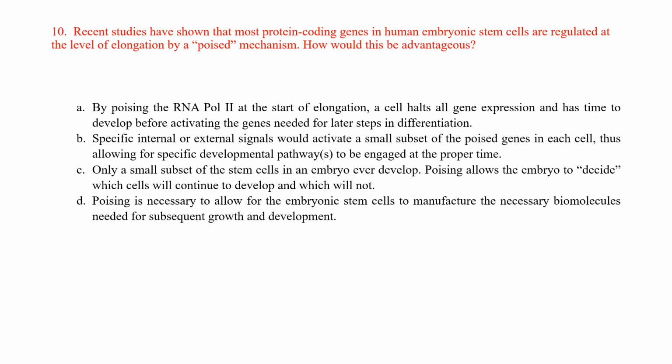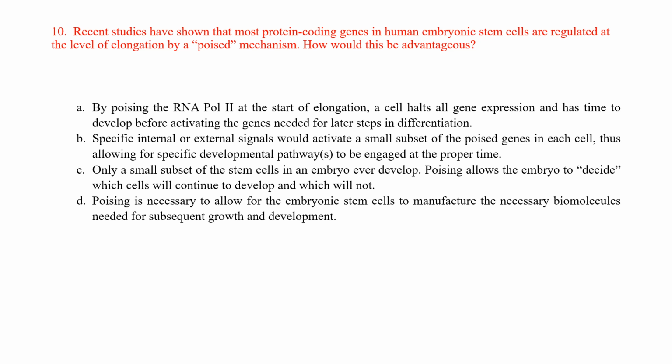Number 10, recent studies have shown that most protein coding genes in the human embryonic stem cells are regulated at the level of elongation by a poised mechanism. How would this be advantageous? Letter A, by poising the RNA polymerase II at the start of elongation, a cell halts all gene expression and has time to develop before activating the genes needed for later steps in differentiation.